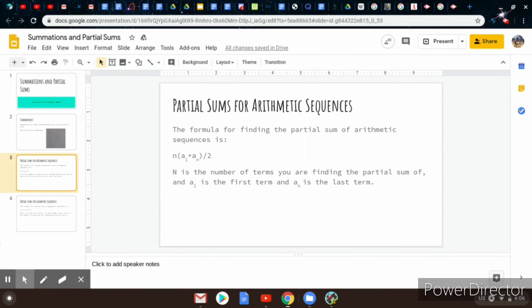Now let's move on to partial sums. The formula for finding a partial sum of arithmetic sequences is n times (a1 plus an) divided by 2. n is the number of terms you're finding the partial sum of. a1 is the first term, and an is the last term. If you don't get any of the material we went over so far, it's alright, just bear with me. We're going to go over everything and practice problems in the next couple of slides.